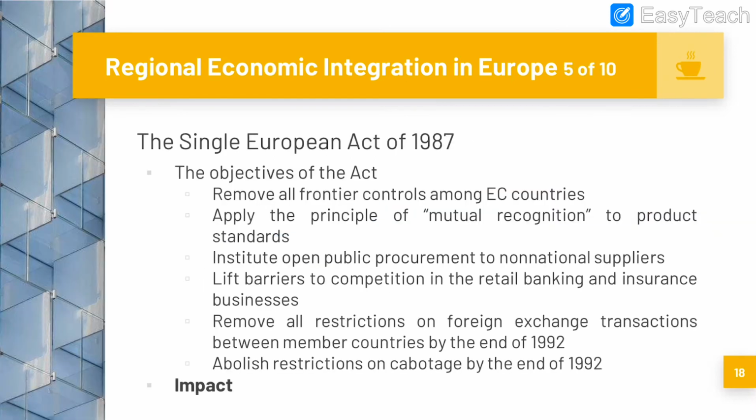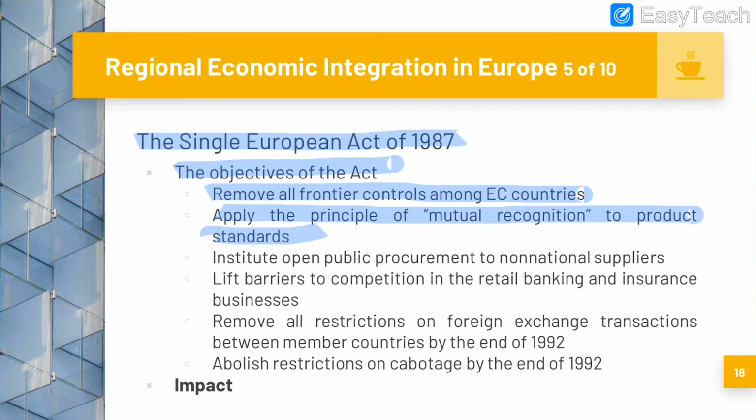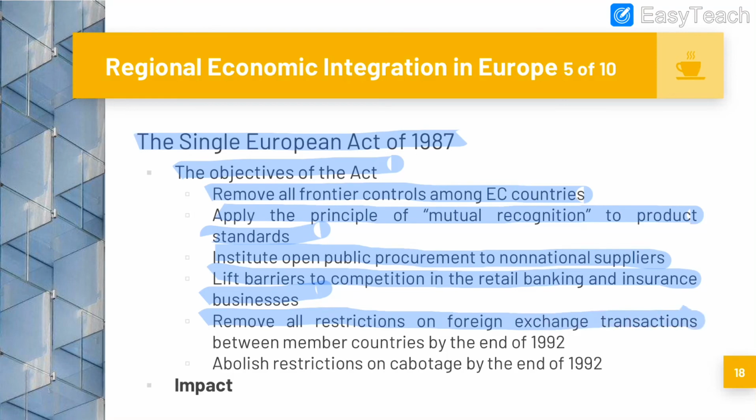Okay. Next, we move to the Single European Act 1987. The objectives of the Act are important to remember: remove all the frontier controls among EC countries, apply the principle of mutual recognition to product standards, institute open public procurement to non-national suppliers, lift barriers to competition in the retail, banking and insurance businesses, remove all restrictions on foreign exchange transactions between member countries by the end of 1992, and abolish restrictions on cabotage by the end of 1992.